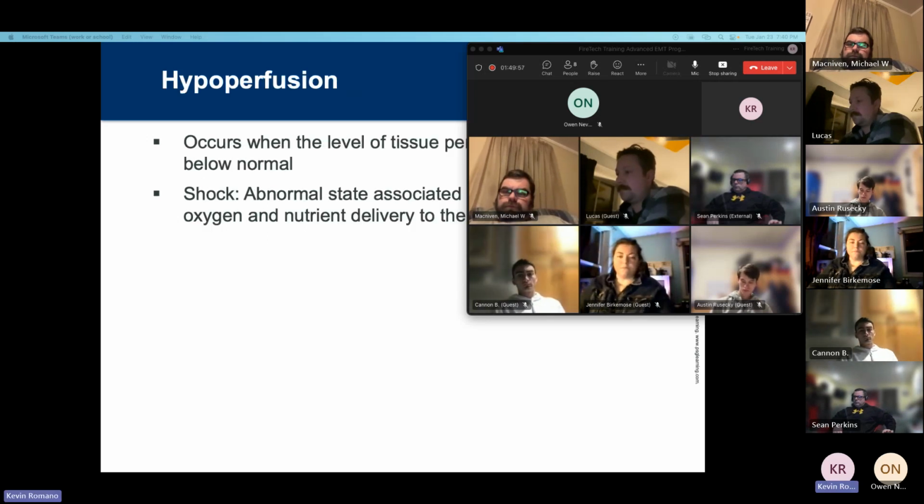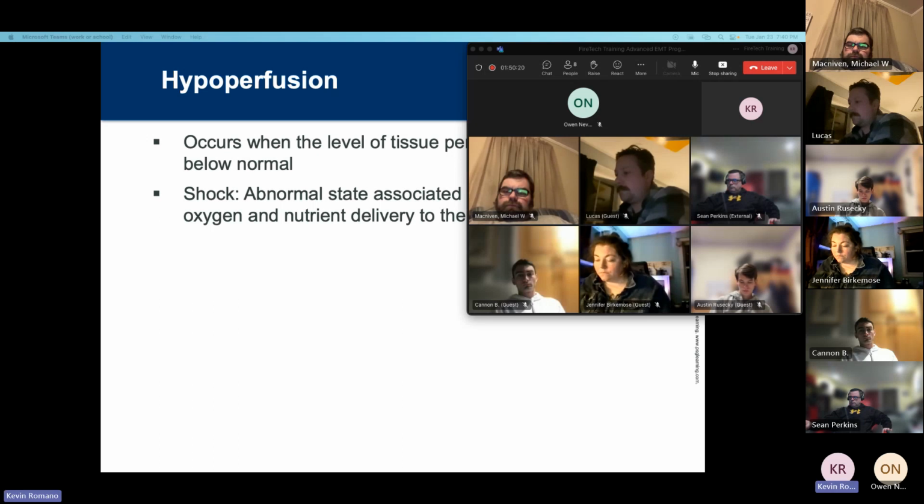So let's talk about shock for a little bit. Hypoperfusion. Inadequate tissue perfusion is shock. Perfusion is the delivery of oxygen and nutrients and removal of waste by the circulatory system. So hypoperfusion occurs when the level of tissue perfusion decreases below normal.